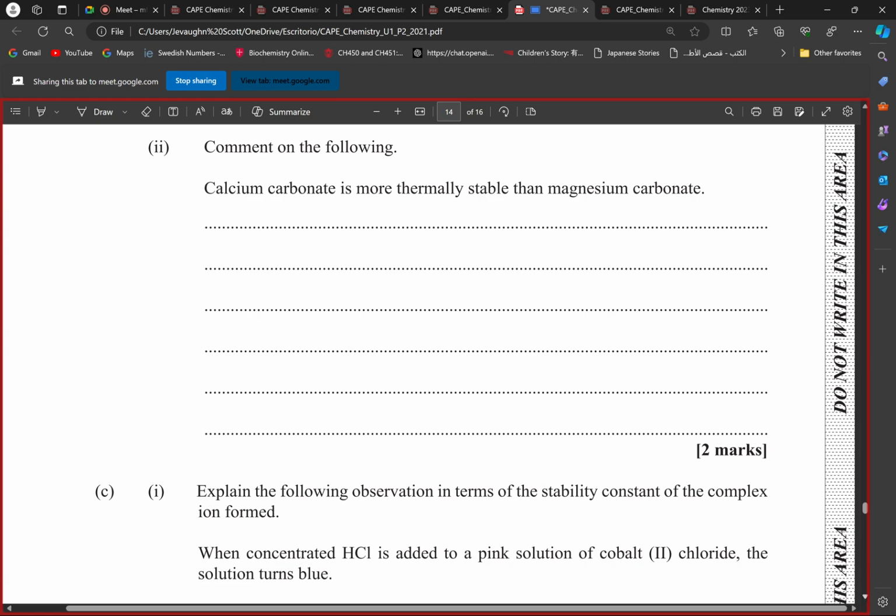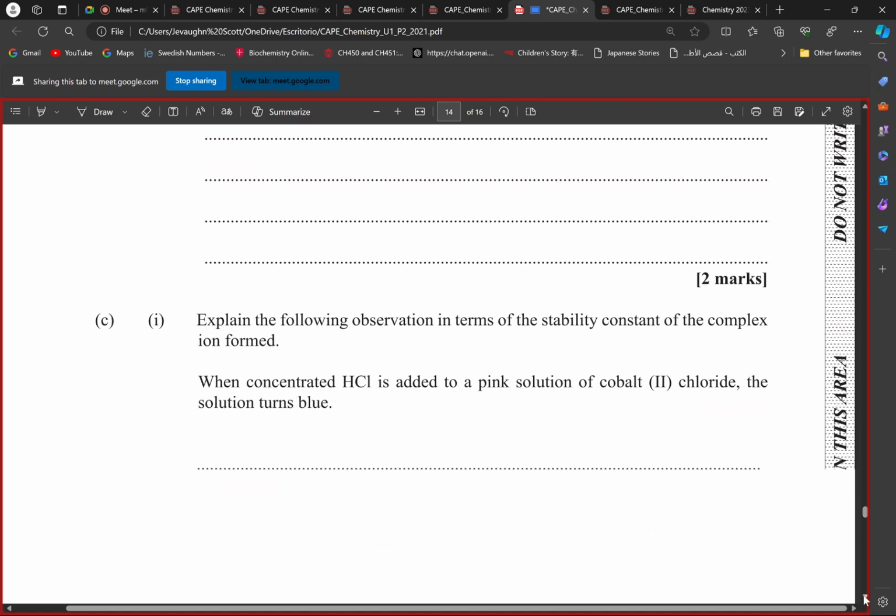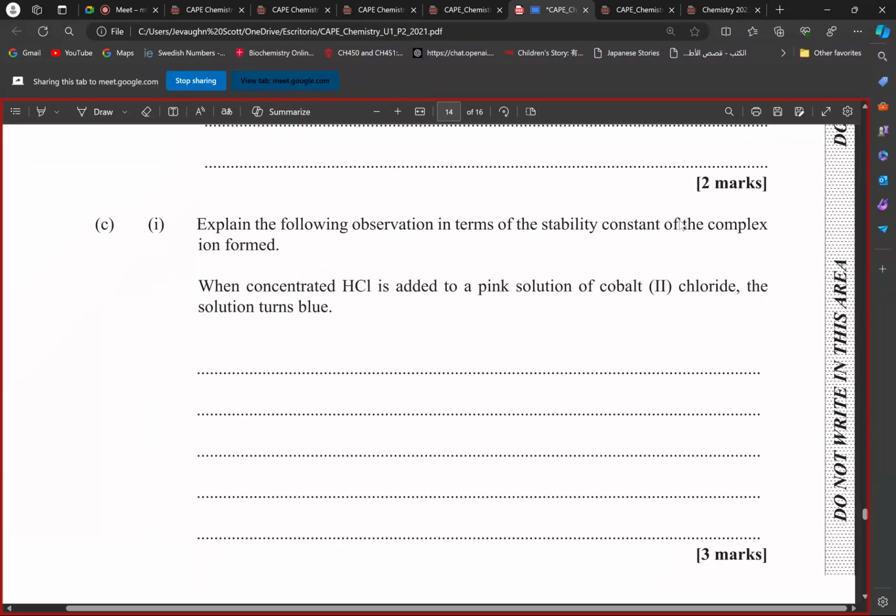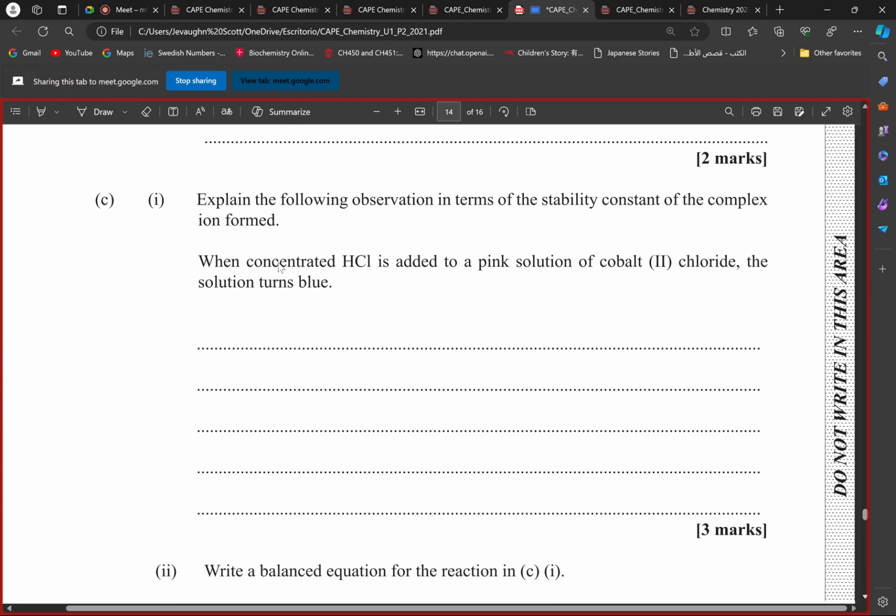Okay. Explain now the following observation in terms of stability constant of the complex ion formed. When concentrated hydrochloric acid is added to a pink solution of cobalt chloride, the solution turns blue. Come and explain this. Let's go.